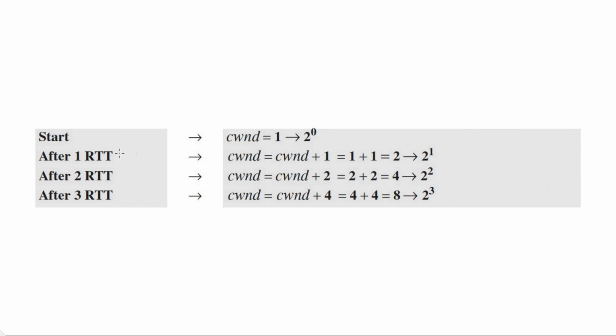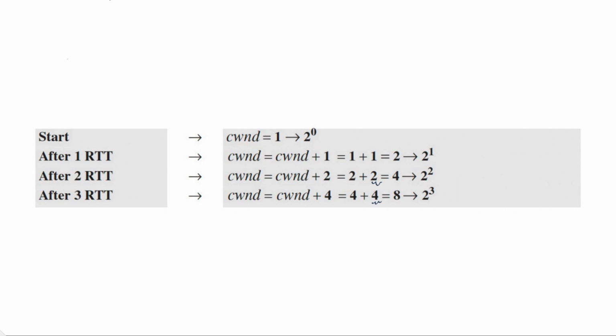To start with, my congestion window size will be just 1, which means 2 power 0. After 1 RTT, I have received 1 ACK, so the congestion window size will be 2. After 2 RTTs, I have received 2 ACKs, so my congestion window size will be 4. After 3 RTTs, I have received 4 ACKs, so my congestion window size is 8.